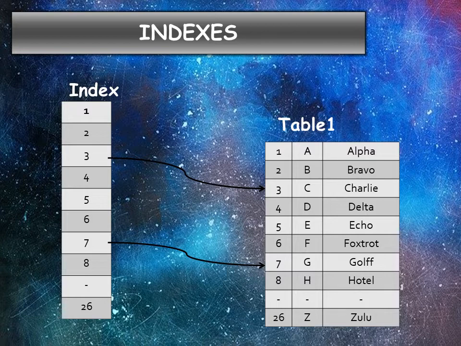Similarly, pointer 7 is pointing to the 7th record of table 1. In the same way, any other pointer, like pointer 4, will point to the 4th record of table 1. So that is an index, which makes it easy to find any record easily and effectively.